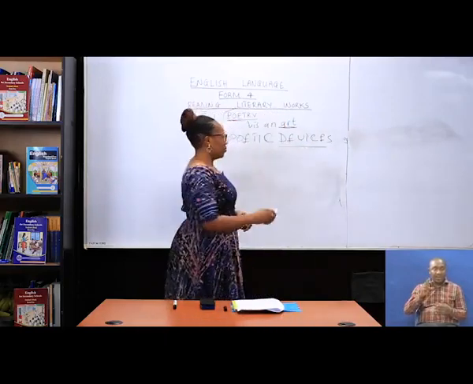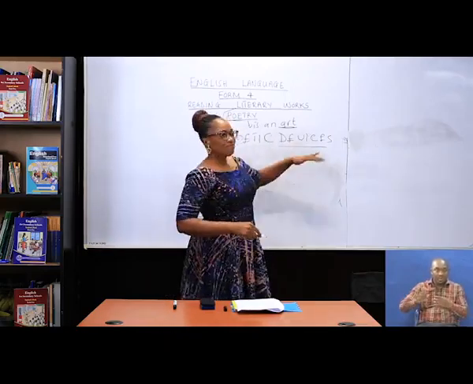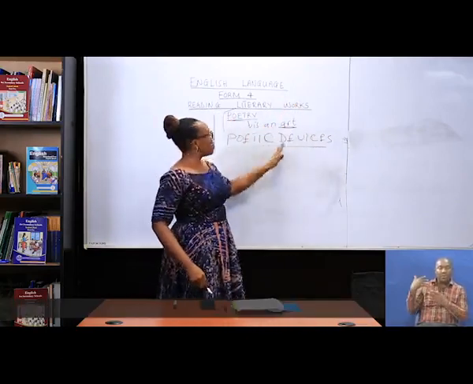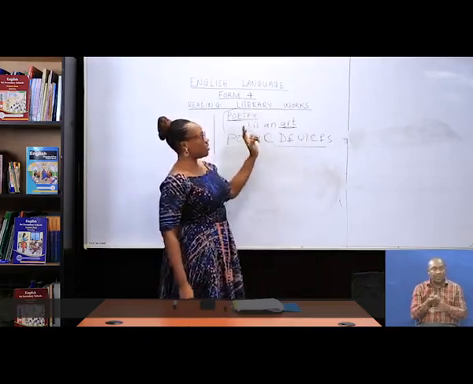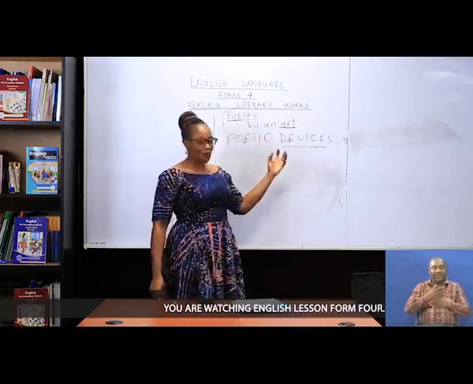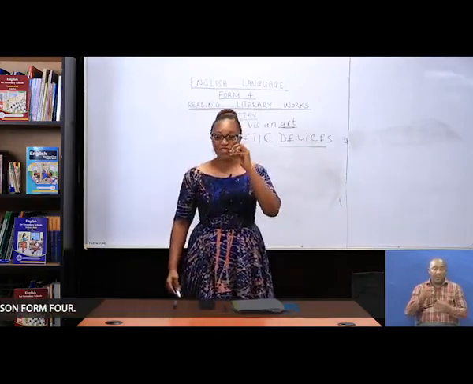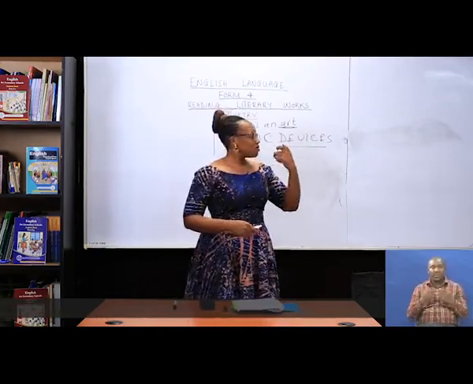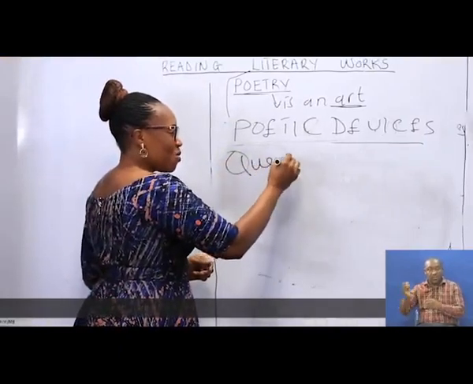Before we continue, I would like us to recap from the very beginning. You have to understand literary works. What are there in literary works? And then you have poetry, which is very important to us. Poetry is a form of art. Just like any form of art, poetry uses poetic devices, and we have discussed some of them. We'll continue with another lesson. But before I leave, I would like you to have some few questions.